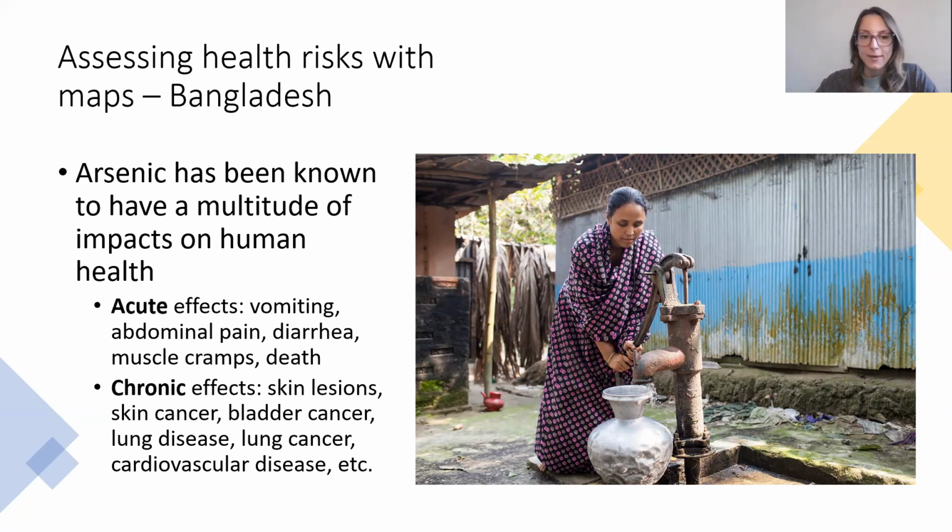For example, some acute health effects are things like vomiting, abdominal pain, diarrhea, even death in some cases. The chronic health effects as well are really important to note. They can cause skin lesions, skin cancer, bladder cancer, lung cancer, as well as respiratory infections and cardiovascular disease. So some pretty nasty stuff that you would definitely want to avoid in a population, especially a population that you were hoping to help alleviate some health impacts from drinking water.